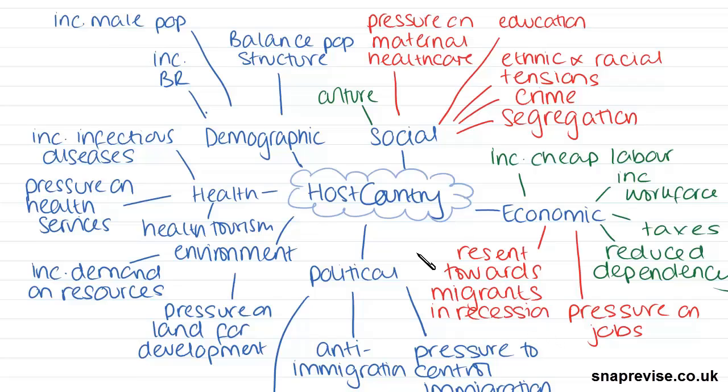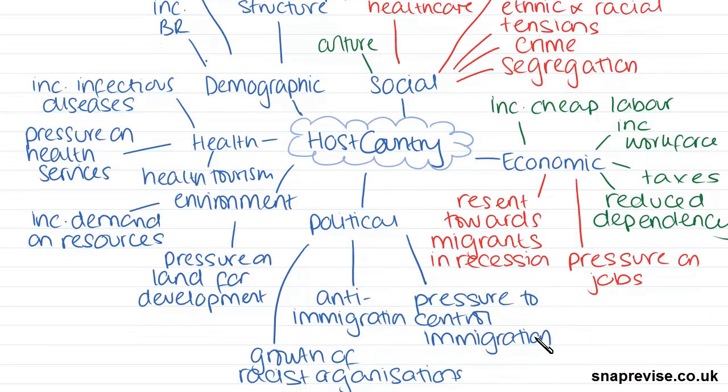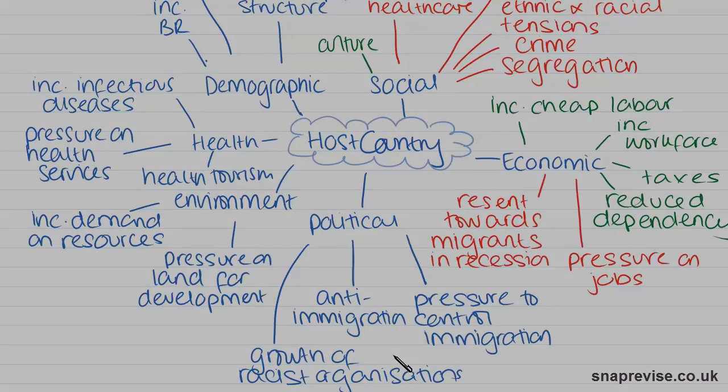Then politically, there might be pressures to control immigration, the rise of anti-immigration political parties who are against migrants coming into the country, and the growth of right-wing racist organisations as well.